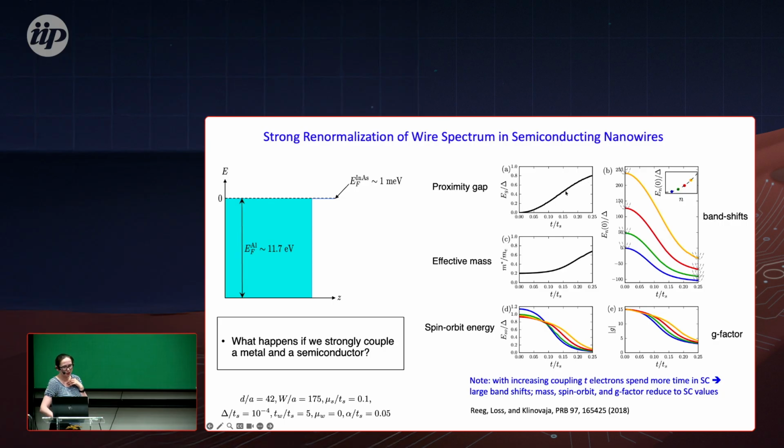But the price which you pay is that your spin-orbit interaction, which is absent in aluminum, also goes down the stronger you couple it to indium arsenide. So that's why you need to have really a kind of combination. From one point, you want to proximitize, but from the other point, you also suppress such ingredients as spin-orbit interaction and the g factor, which were initially important in order to generate these topological states.